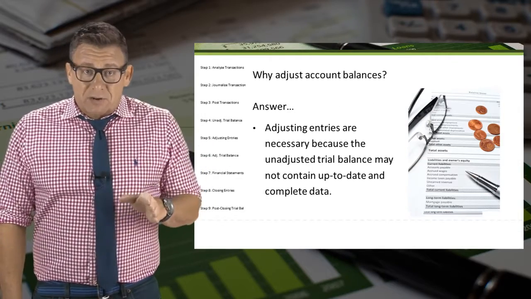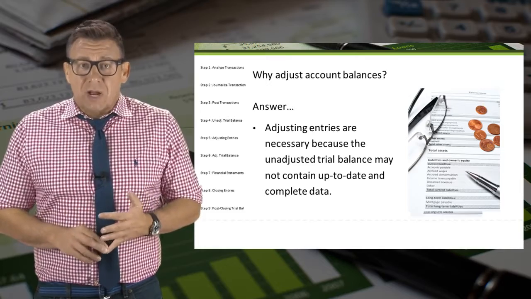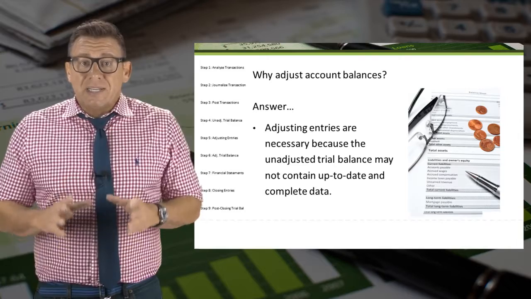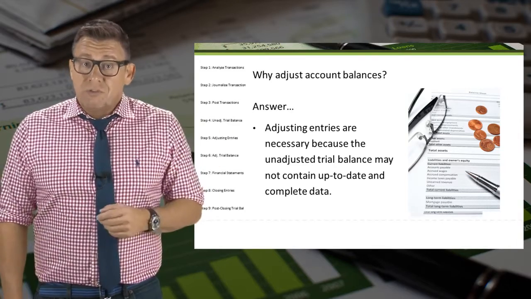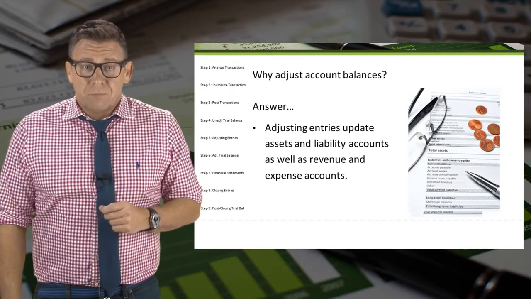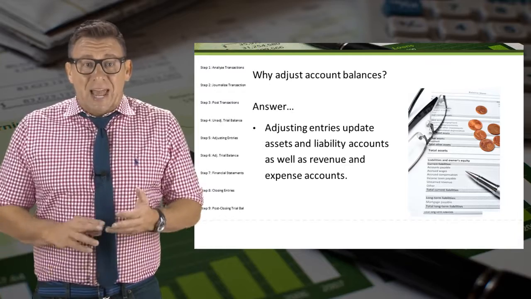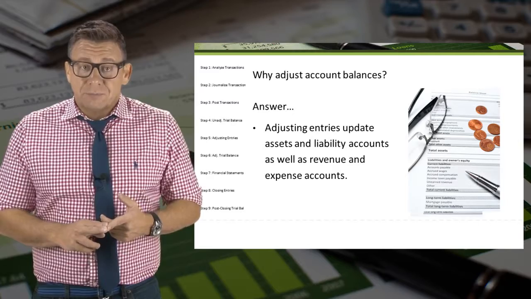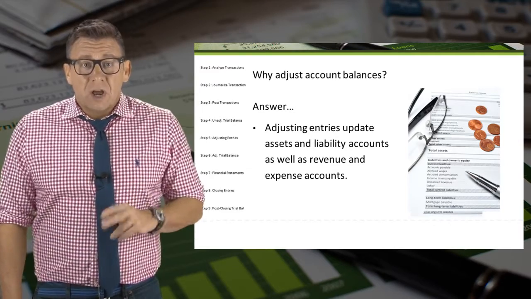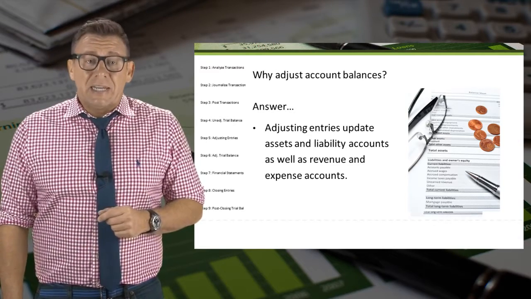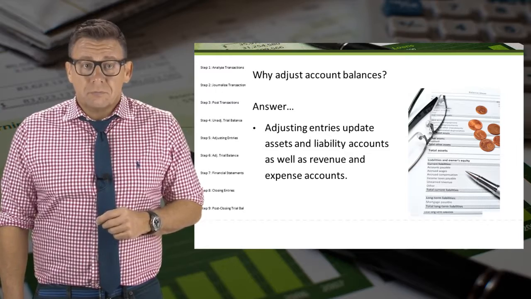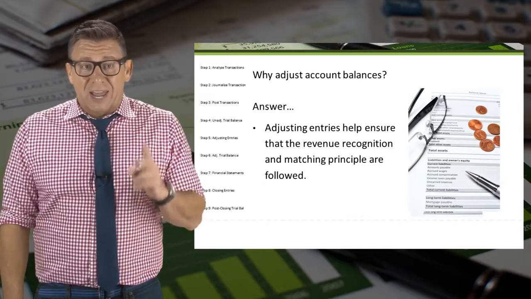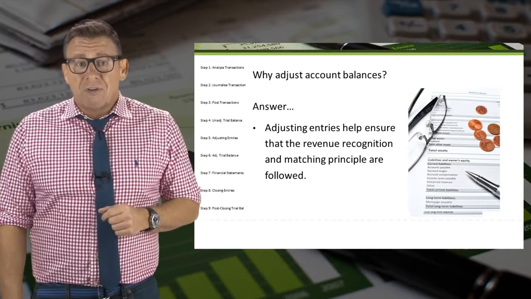Adjusting entries are necessary because the unadjusted trial balance may not contain up-to-date and complete data, as you've learned when you studied the unadjusted trial balance. Adjusting entries update asset and liability accounts as well as revenue and expense accounts. Without this adjustment, our financial statements could mislead investors and creditors. Finally, adjusting entries help ensure that the revenue recognition and matching principle are followed.